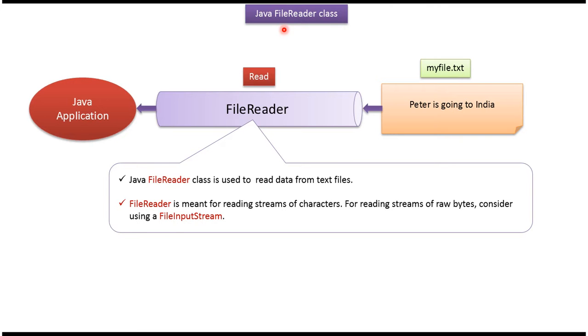Hi, in this video tutorial I will cover the FileReader class. Here you can see myfile.txt file. Here you can see a Java application. A Java application can use FileReader to read data from text files. FileReader is meant for reading streams of characters. For reading streams of raw bytes, we should consider using FileInputStream.